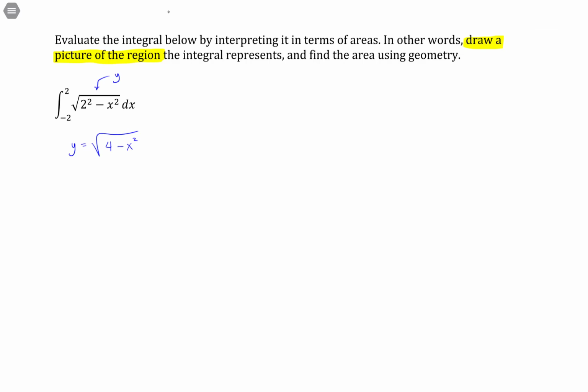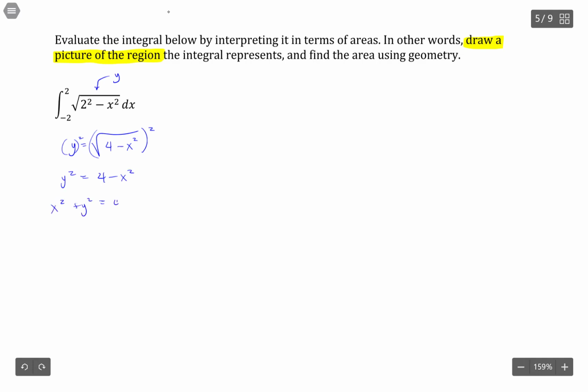Let's start off by squaring both sides. So if I square both sides of this equation, I get y squared equals 4 minus x squared, or x squared plus y squared equals 4. That should be recognizable as a circle.